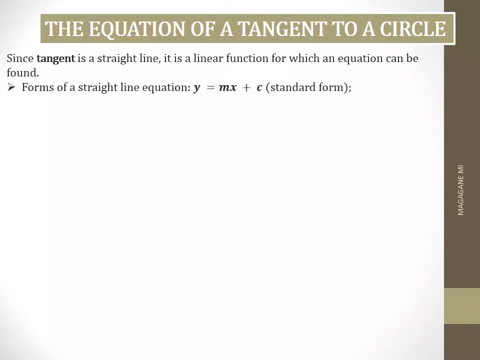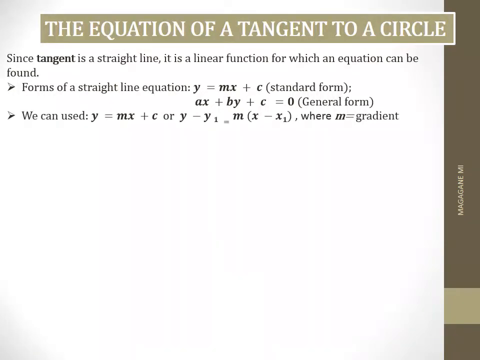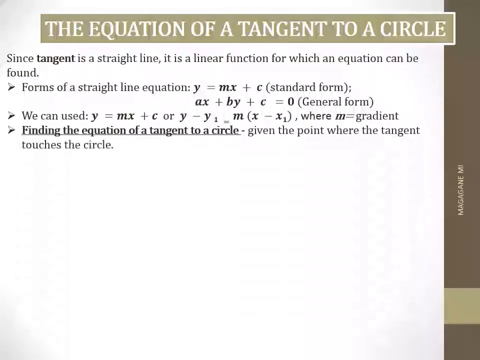Forms of a straight line equation: we have y equals mx plus c, which is our standard form, where c represents the y-intercept and m represents the gradient. We also have the general form of the equation, which is ax plus by plus c equals 0. We can use y equals mx plus c or y minus y1 equals m into x minus x1, where m equals the gradient.